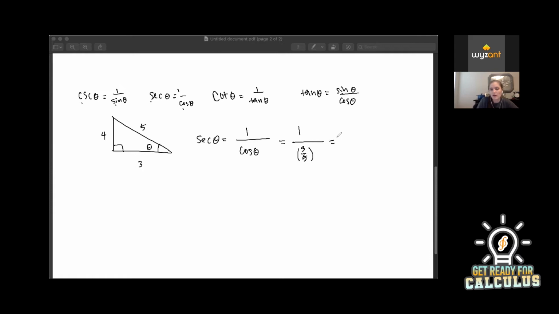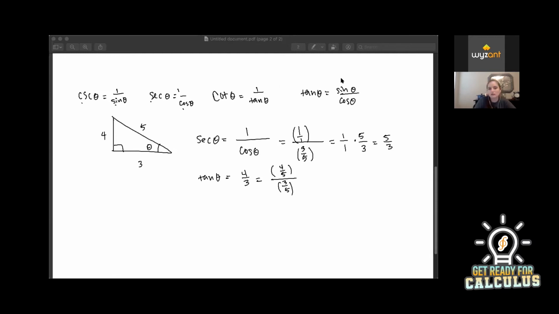And just remember that when we're dividing fractions, we can keep the top one the same, and then multiply and flip the bottom one. So we get 5 over 3. And that's the reciprocal of what we would have got if we got cosine. And then tangent of this angle, I know it's opposite over adjacent, so it's 4 over 3, but that's the same thing I would have got if I did sine and put that over cosine. So either way you want to think about tangent totally works.